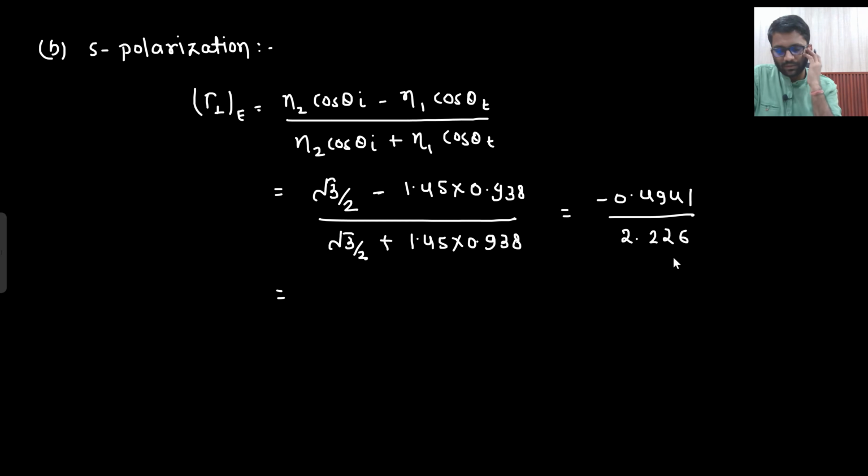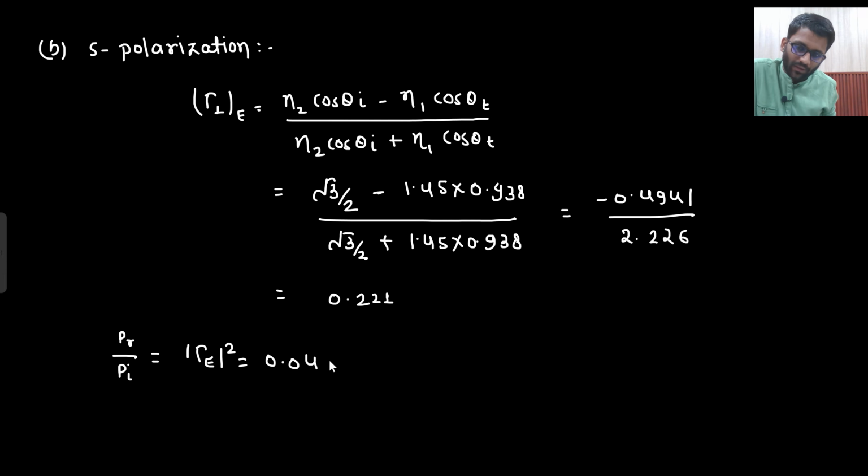That is 2.226. Then take the reciprocal into 0.4941. What are we getting? 0.22. Now if I need the reflected by incident, what would that be? 0.221 it is. So if I need to find that, just take the square of it, 0.049. And if I need to find the transmitted by incident, what would that be?